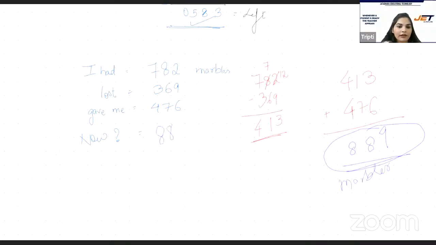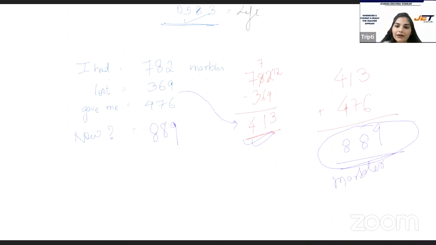889. I had 782. I lost 369. So I subtracted. I got 413 after this. Then my parents gave me 476 marbles more. So what I will do is add. I added 476. 3 plus 6, 9. 7 plus 1, 8. 4 plus 4, 8. That means now I am left with 889 marbles. Final answer. This is also a mixed operation, multi-step word problem wherein you are subtracting and adding.